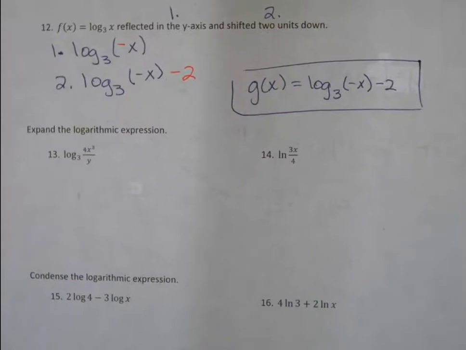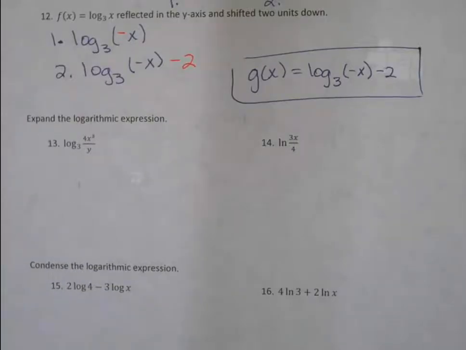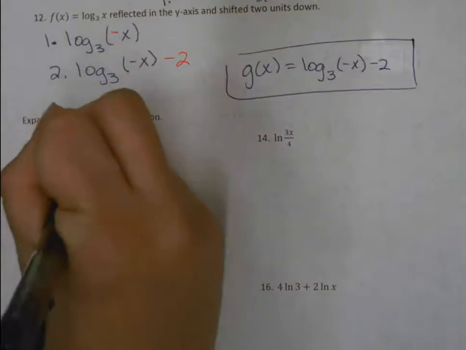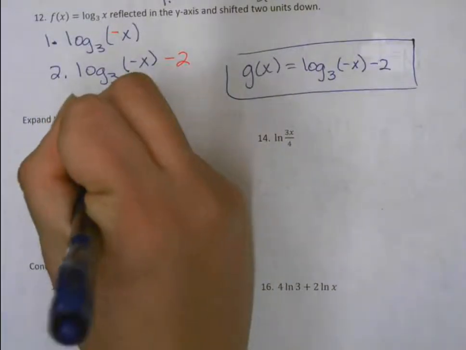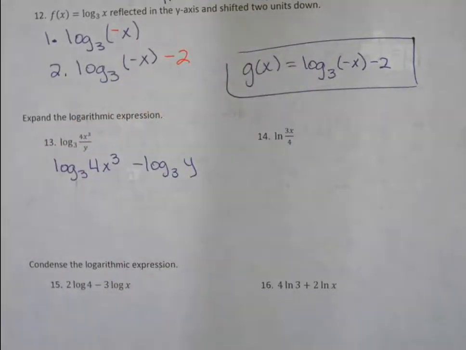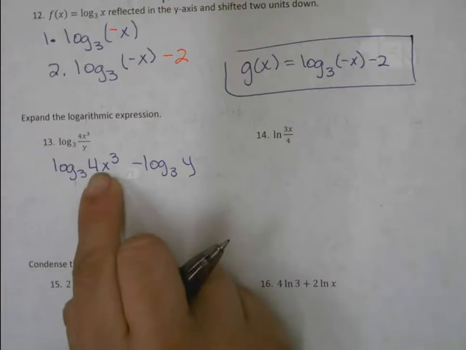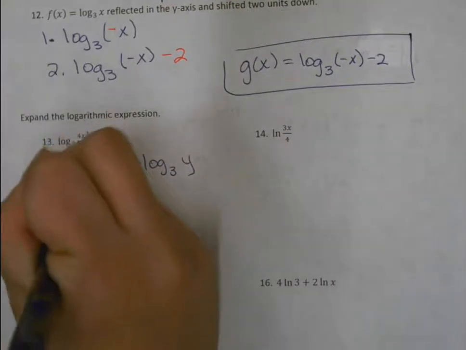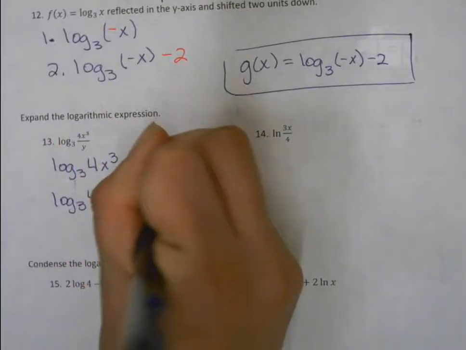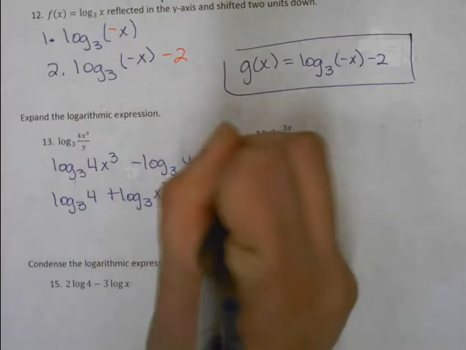Okay. It wants me for numbers 13 and 14 to expand the logarithm. Remember, multiplication is adding and division is subtraction. So I'm going to write log base 3. I'm going to split it between my top and bottom first. So I have 4x cubed and then minus log base 3 y. So all I've done so far is get rid of the fraction. Then I want to split this up more because it's still got multiplication in it. So I'm going to have log base 3 of 4, plus log base 3 of x cubed, minus log base 3 of y.